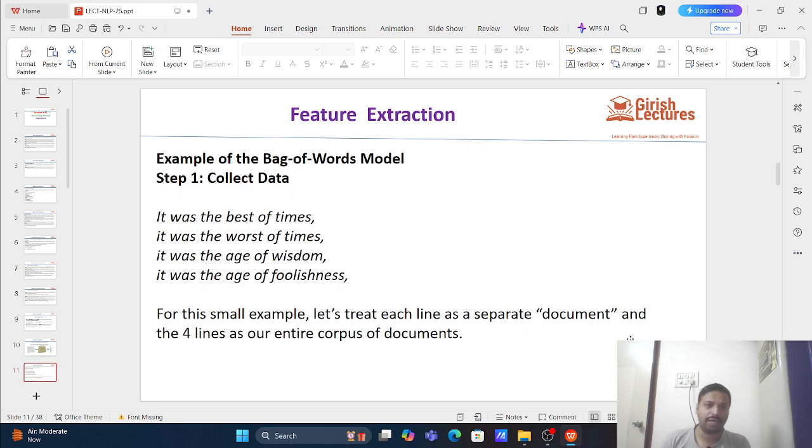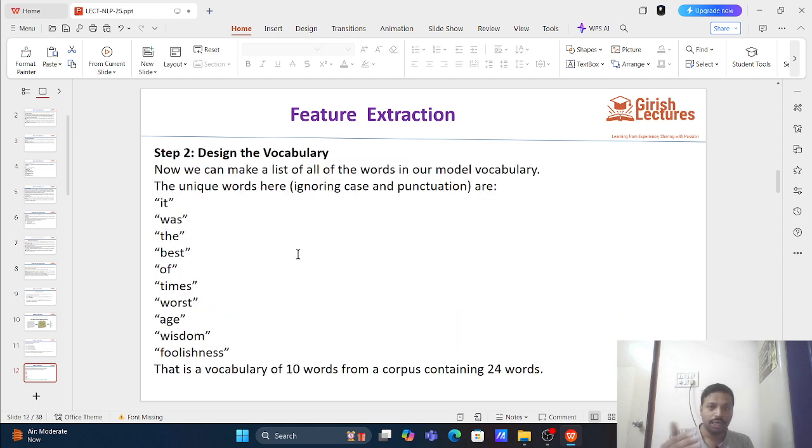Suppose you take these four different documents: it was the best of times, it was the worst of times, it was the age of wisdom, it was the age of foolishness as well. Let's consider these four as different documents in my corpus of data. Now we should identify the vocabulary. How can a vocabulary be identified?